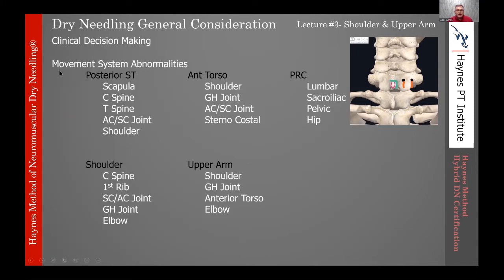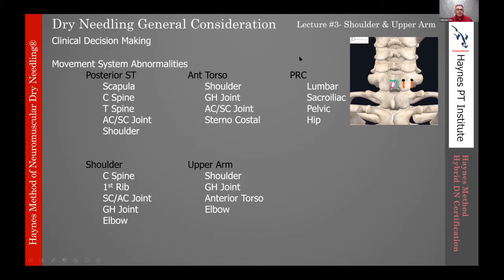So into our clinical decision-making, our movement system abnormalities. We'll look at all 5 of them here. For the posterior scapulothoracic region, we have to evaluate and potentially treat all of these areas: the scapula, cervical and thoracic spine, the AC joint, the SC joint, and the shoulder. I don't list it, but we also may have to look at the first rib, the costochondral junctions, and the anterior torso. Thinking of that pec major area, we need to evaluate what's happening with the shoulder, down deeper into the glenohumeral joint, again the AC-SC joints, and then the sternocostal joint as well.